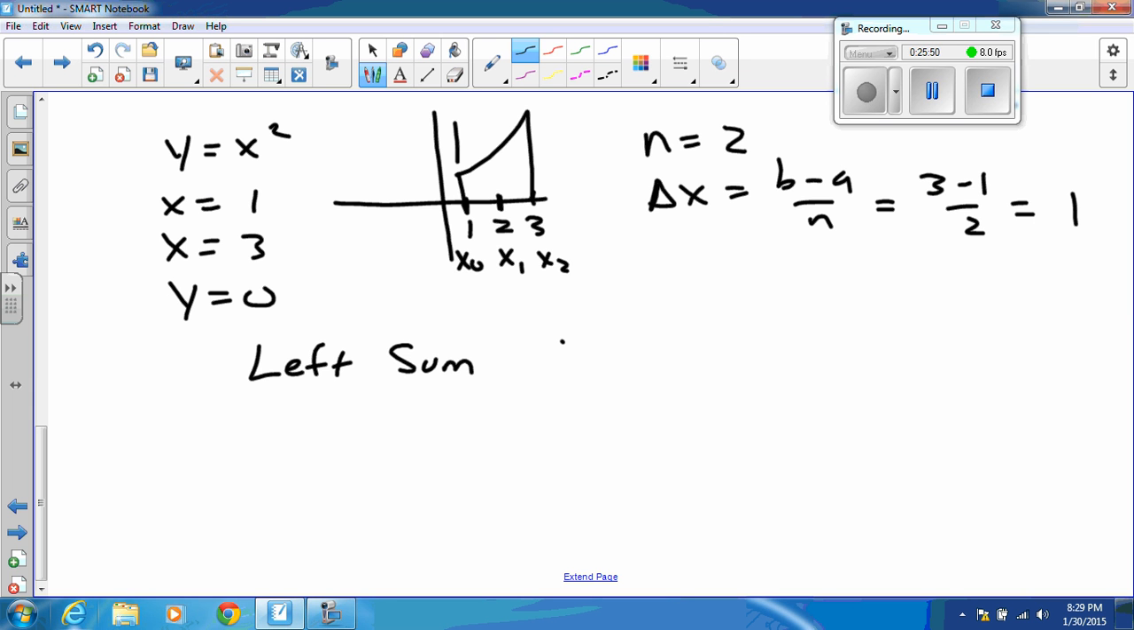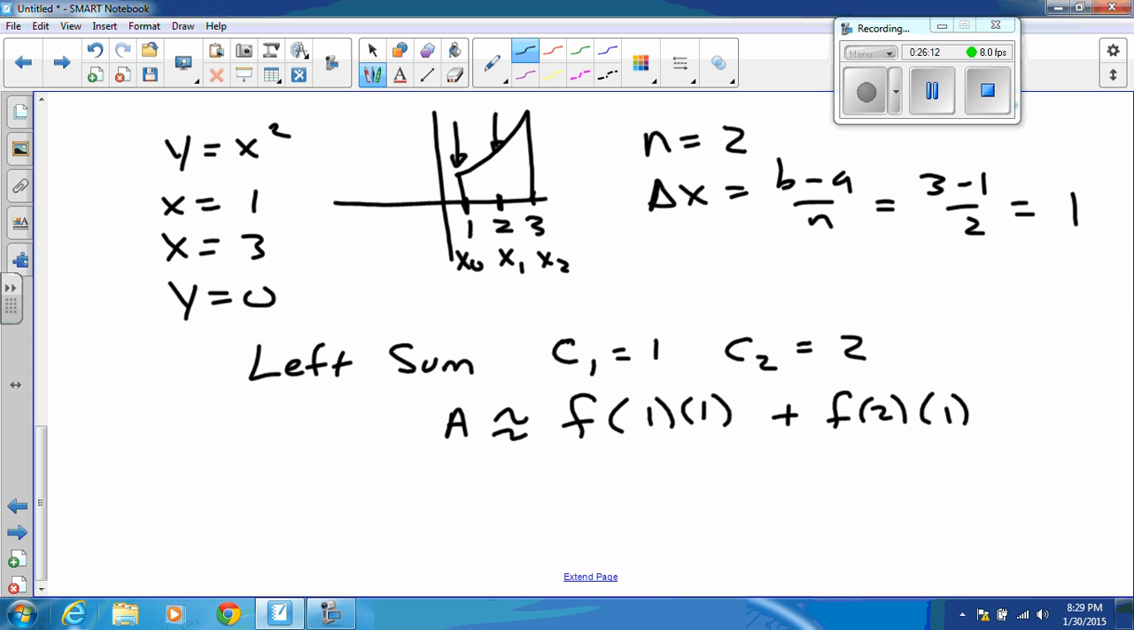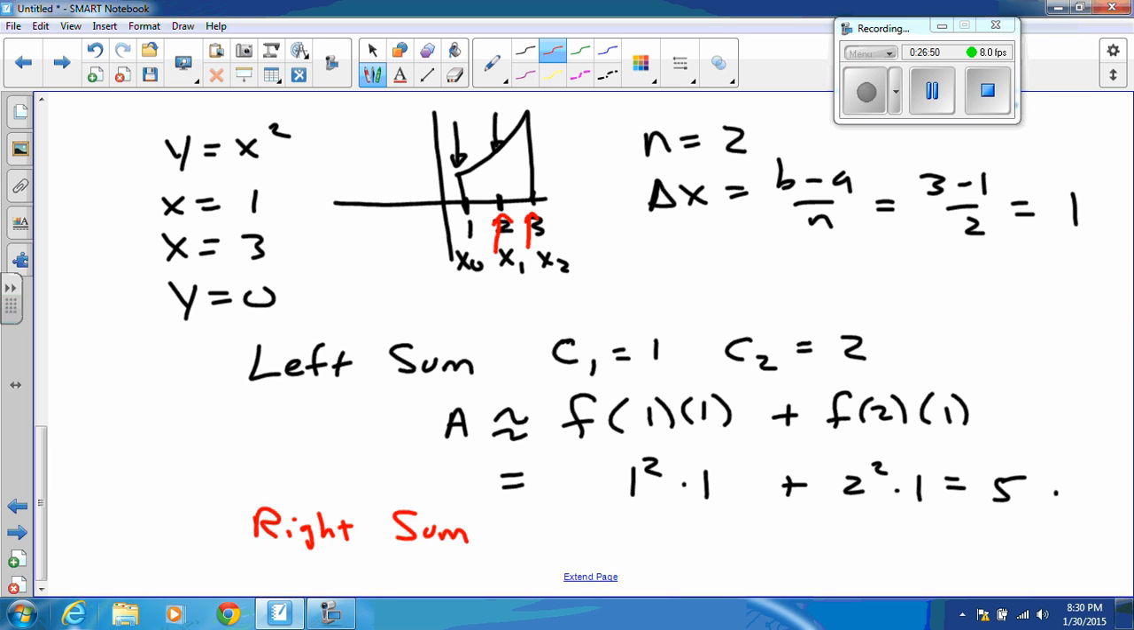And so now let's construct first a left sum, and then we'll come back and construct the other two. So if we want a left sum, then I am going to choose the x's that are on the left of each subinterval. And that's going to be x equals 1 and x equals 2. And therefore, my area is approximately equal to f of 1 times delta x, which is 1, plus f of 2 times delta x, which is 1 again. And that's 1 squared times 1, plus 2 squared times 1, which is equal to 5. Notice that this area estimate is pretty poor. We had 8.5 as a pretty good counting squares kind of an estimate, and this is definitely well below that. The reason for that is simply that we only used 2 rectangles.